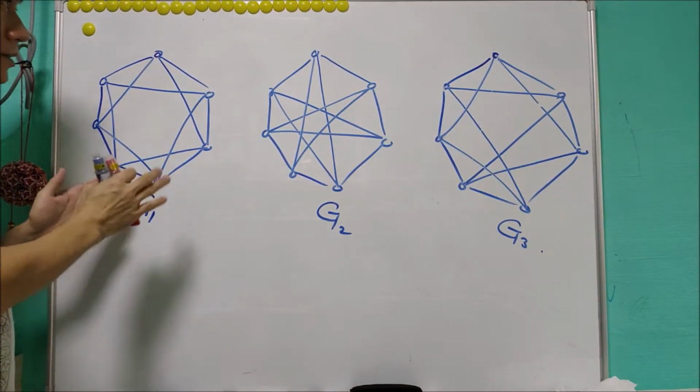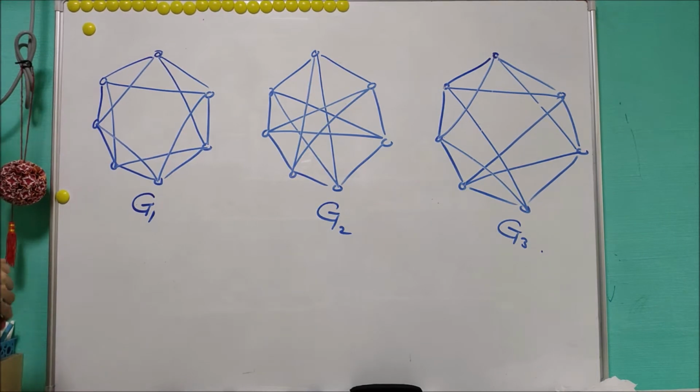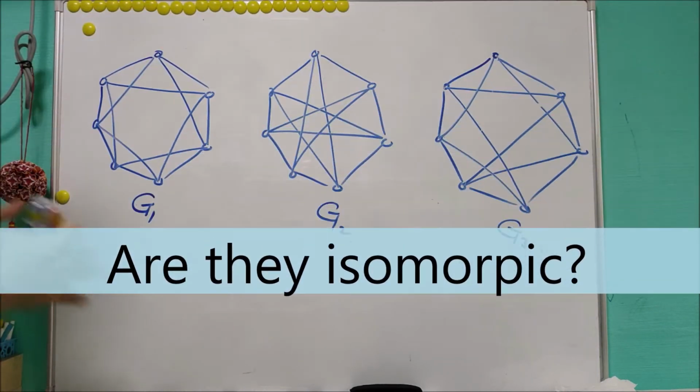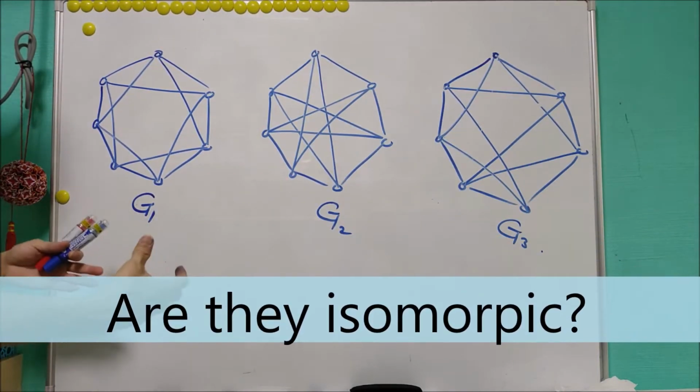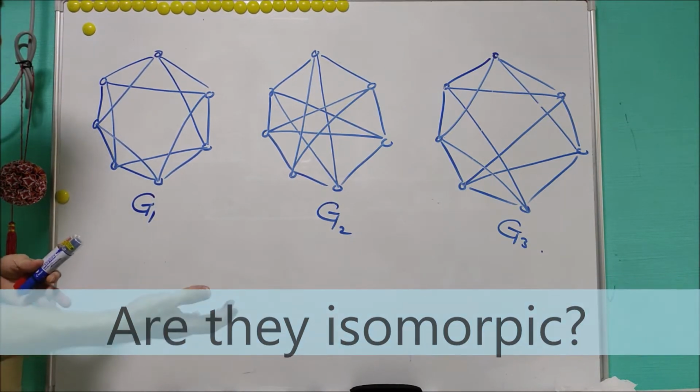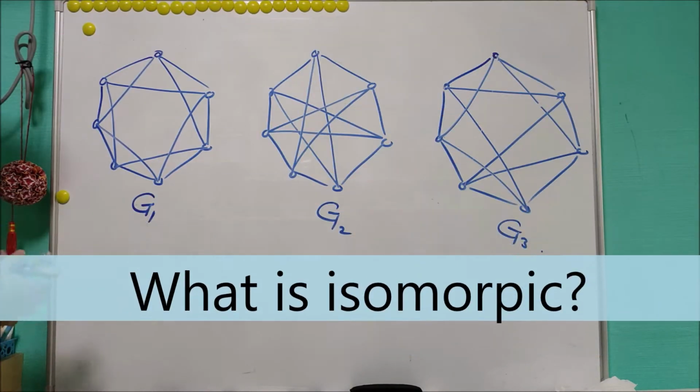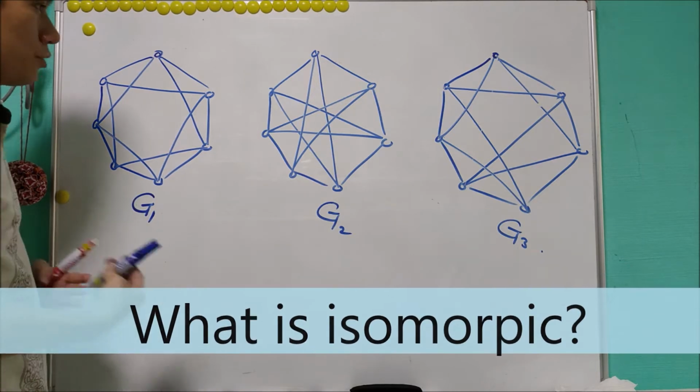The graph here is a 4-regular graph on 7 vertices. Now the question here is, are they isomorphic? First of all, we need to know what is the meaning of isomorphic.